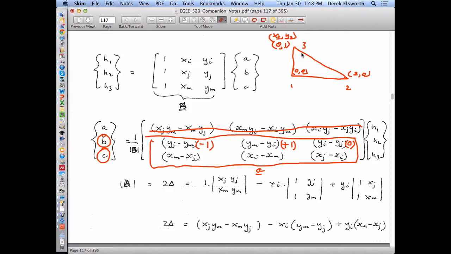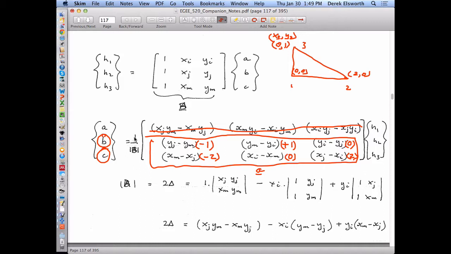And the x-coordinates. X-coordinate of 3 is 0 minus x-coordinate of 2, which is minus 2. You should correct me if I'm wrong. I'm often wrong. X1, which is 0, minus x3, which I think is also 0. And x2, which is 2, minus any other x, which is 0, should be 2. So those are the terms.